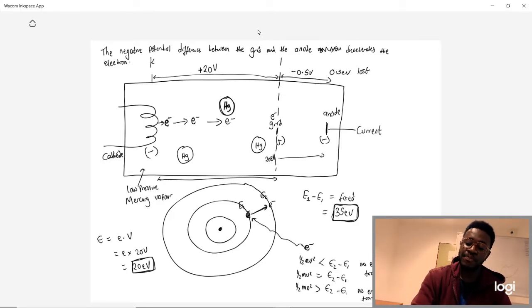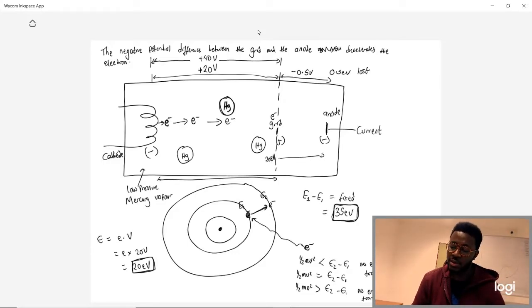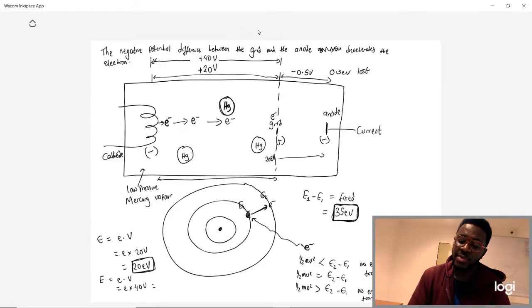Nice. Okay, now let's give another scenario. Let's say that the potential difference between the cathode and the grid is 40 volts, and the energy you need to excite is 35 electron volts. What's going to happen? There'll be excitation. Why would there be excitation? Because the energy of the electron is more than the 35 electron volts. Exactly.